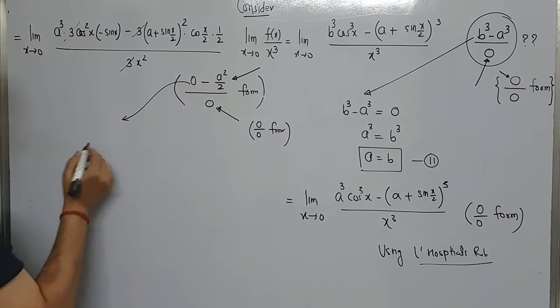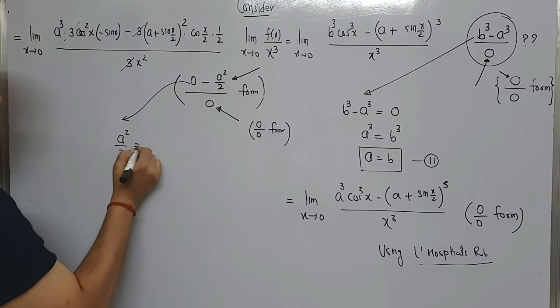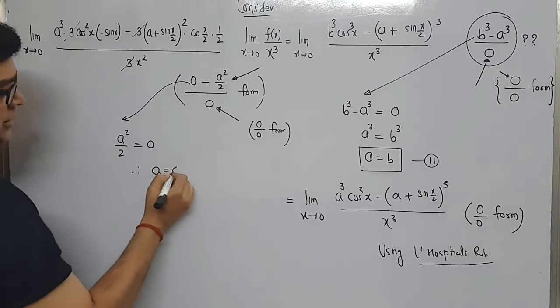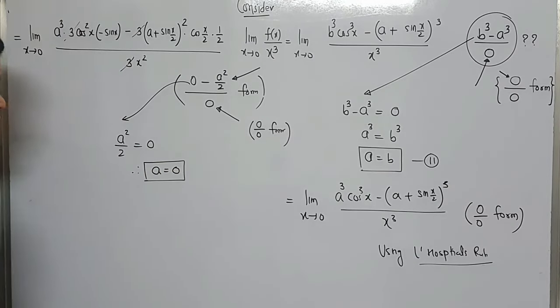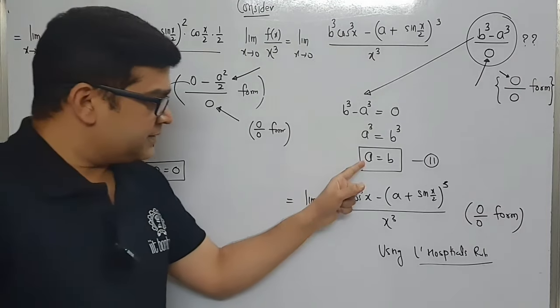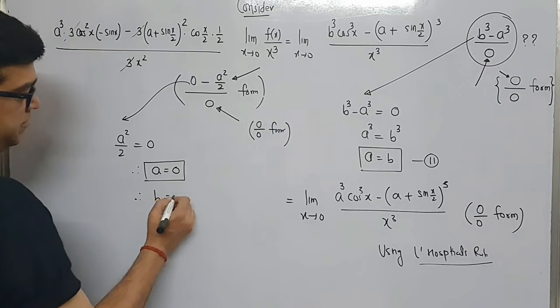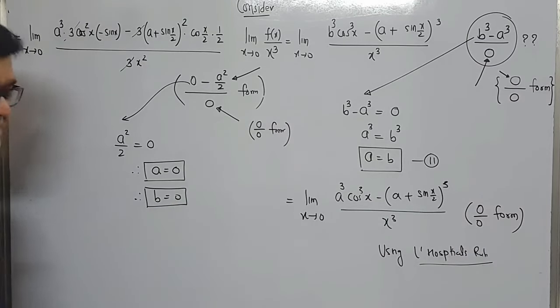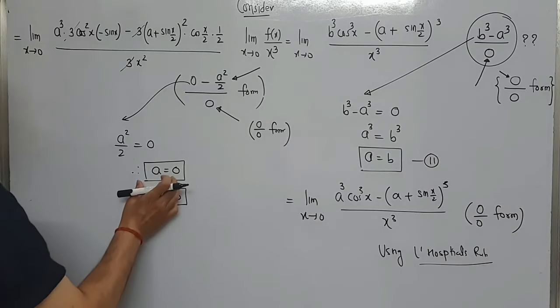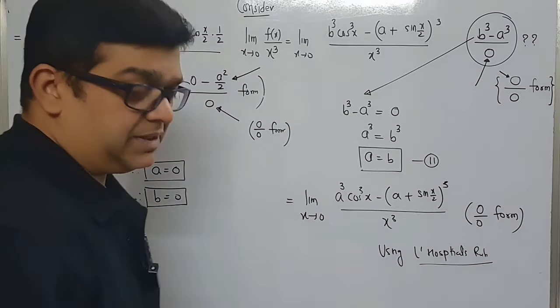For this numerator to be 0, that means I can say a square by 2 is 0, and therefore the conclusion is a equal to 0. And remember, b is equal to a. So if a is 0, we get b also as 0. So this a value is 0. Now I'll put it in the limit. Let me make a space first.